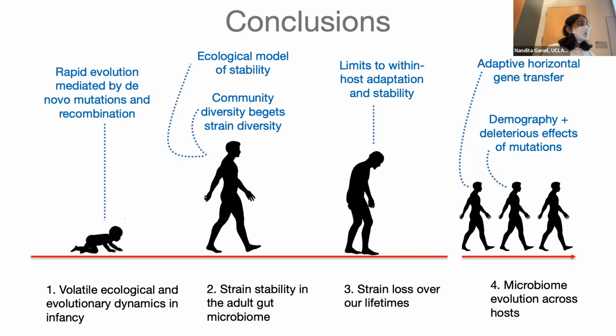In the process, we uncovered a lot of basic ecological and evolutionary principles. We saw that evolution inside of a host can be mediated by de novo mutations and recombination, and also pre-existing variation that's circulating in mom, for example. We looked at an ecological model of stability, and we saw that community diversity begets strain diversity. We saw that there are limits to within host adaptation and stability, that there's adaptive horizontal gene transfer, and we uncovered the demography and the DFEs of new mutations.